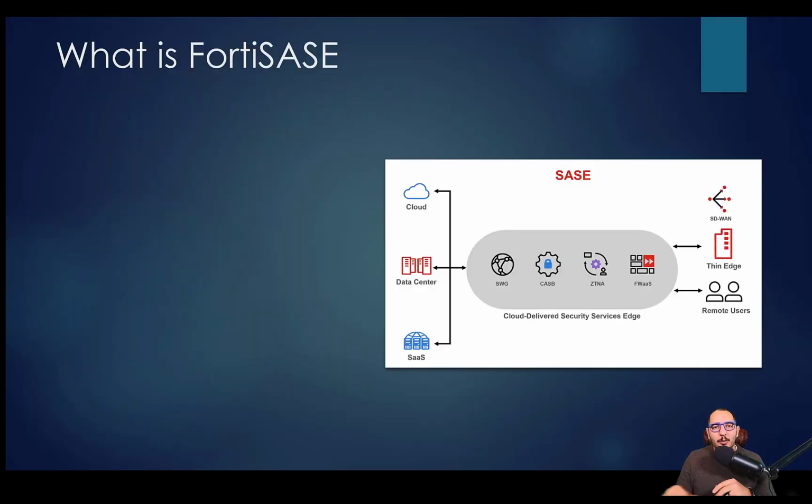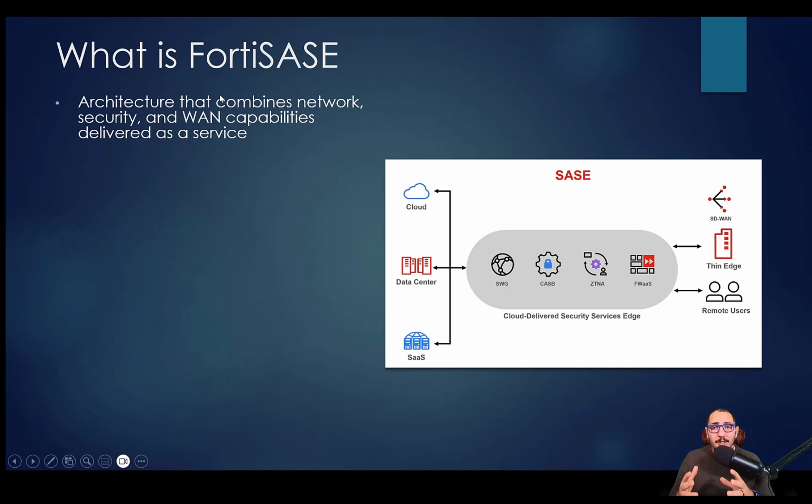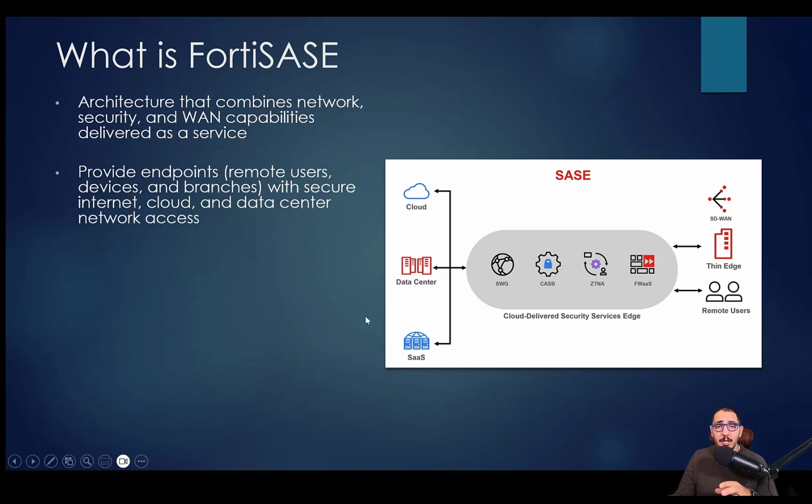So what is the FortiSASE technology? With the FortiSASE architecture, you'd be able to combine the network, security, and WAN capabilities. All of that would be delivered as a service in the cloud. Now with the SASE or the FortiSASE, you would be able to provide the endpoints, whether you have endpoints that are remote user devices or if you have branches, secure network access to the internet, to the cloud, and to the data centers.